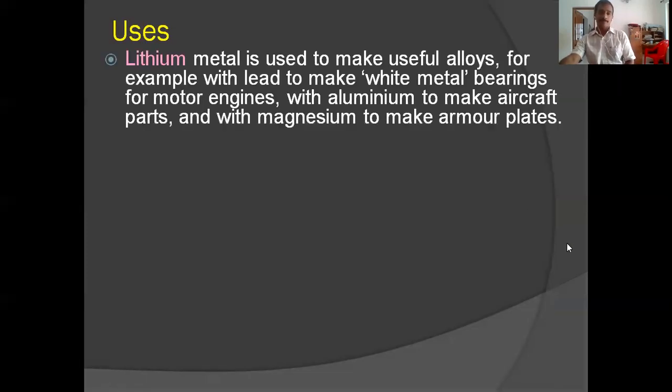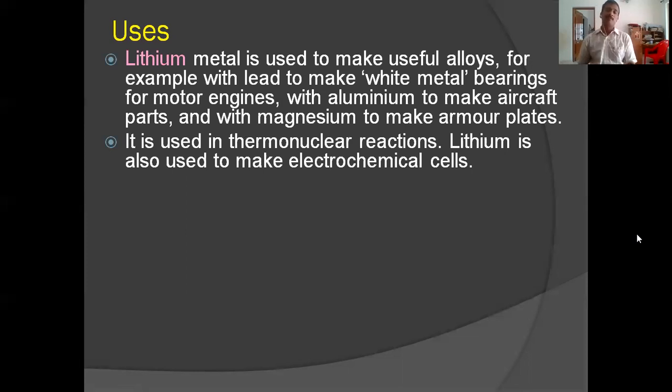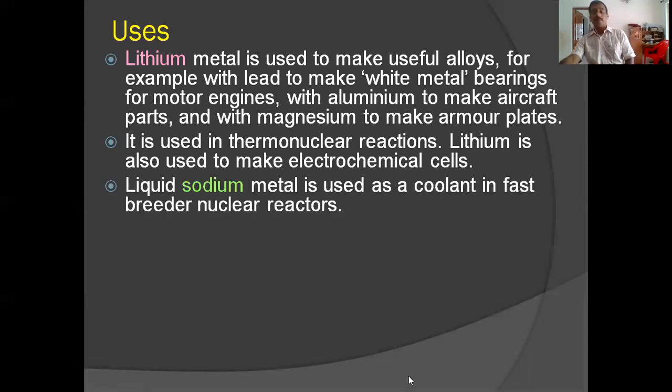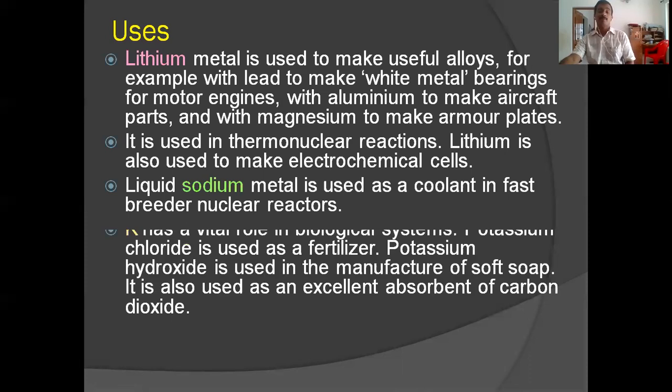Uses of alkali metals. Lithium metal is used to make useful alloys, for example, with lead to make white metal. It is used for bearings for motor engines, with aluminum to make aircraft parts, and with magnesium to make armor plate. It is used in thermonuclear reactions. Lithium is also used to make electrochemical cells. Liquid sodium metal is used as a coolant in fast breeder nuclear reactors.